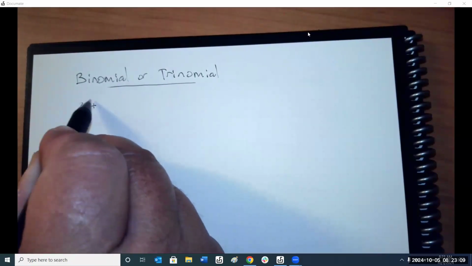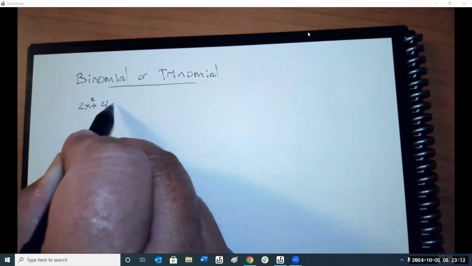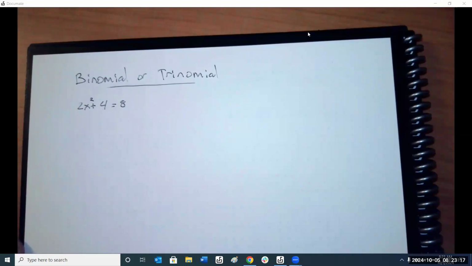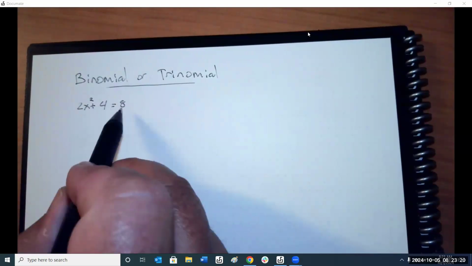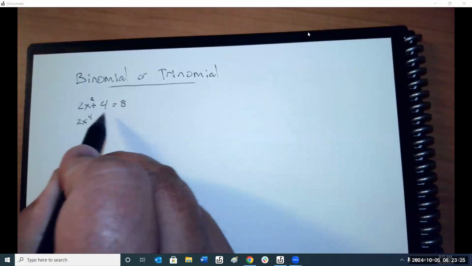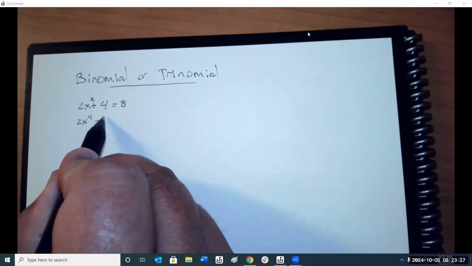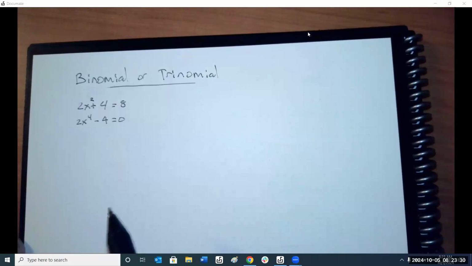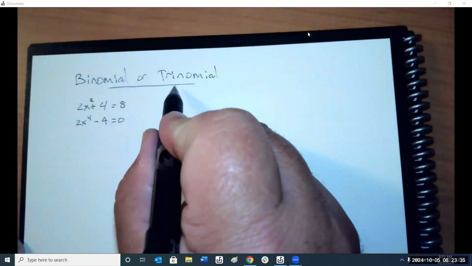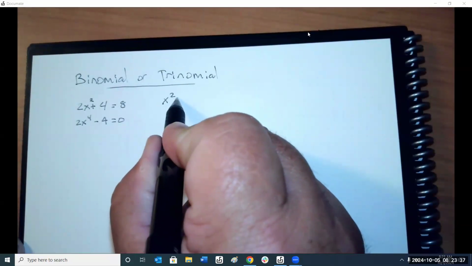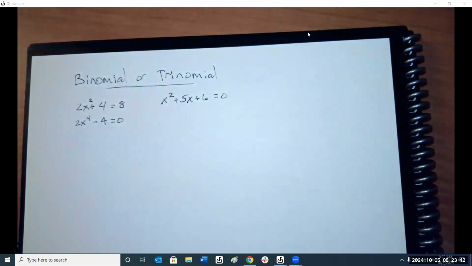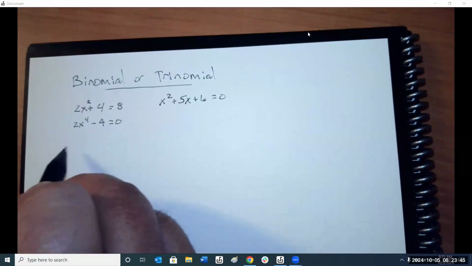2x squared plus 4 equals 8. Because remember, it has to be equal to 0, we have to subtract 8 from both sides, which gives us 2x squared minus 4 equals 0. We only have two terms, so it equals 0. A trinomial would look like this. So let's look at binomials first.